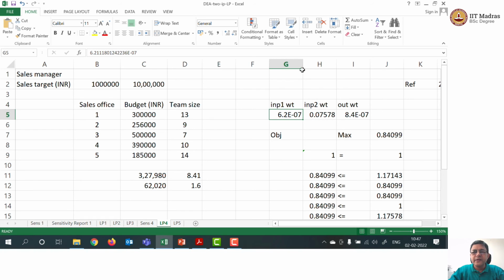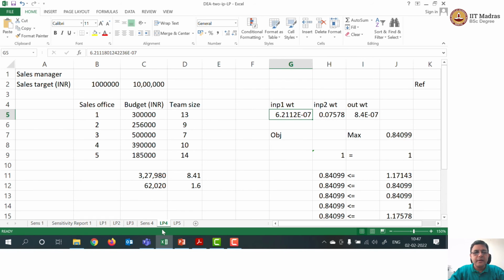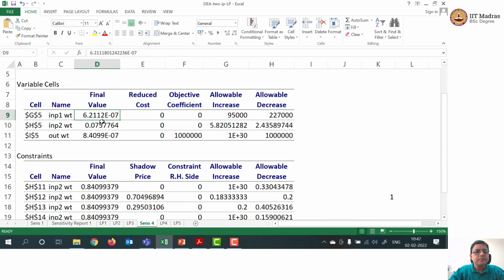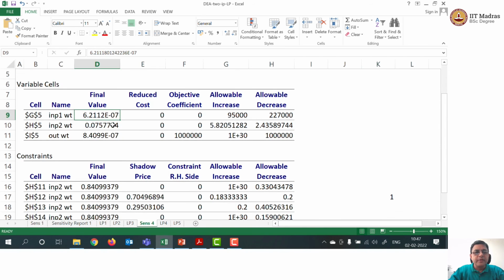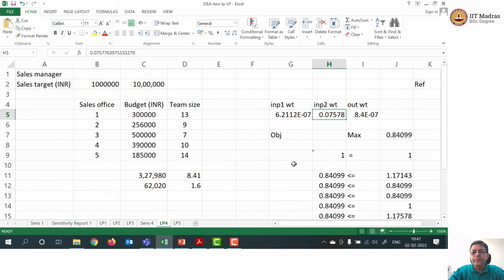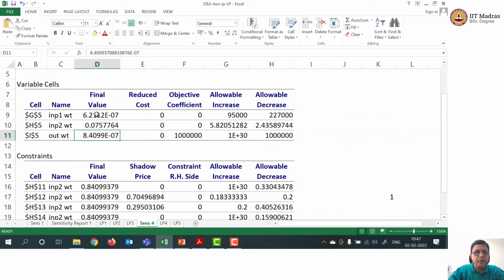You think this is a different number? Same number. They are not different numbers. The second input weight is 0.075. The output weight is 8.4 10 to the power of negative 7. So it is the same solution. So this is the sensitivity report for DMU4.